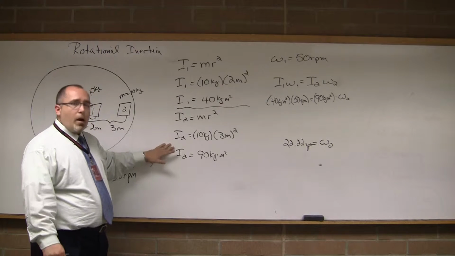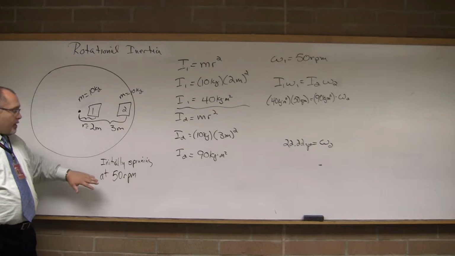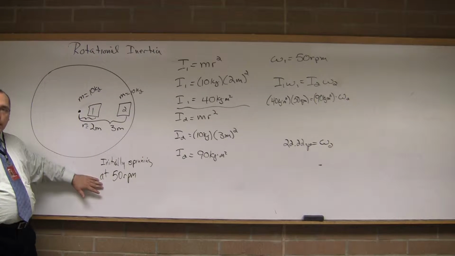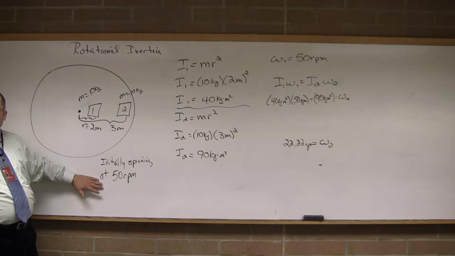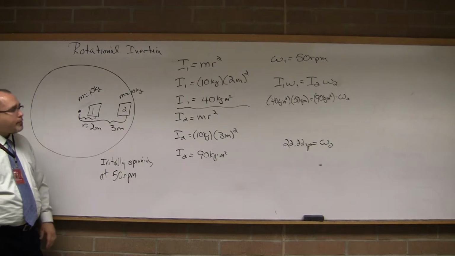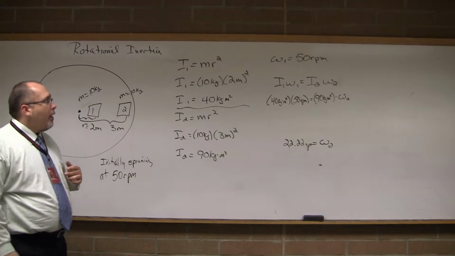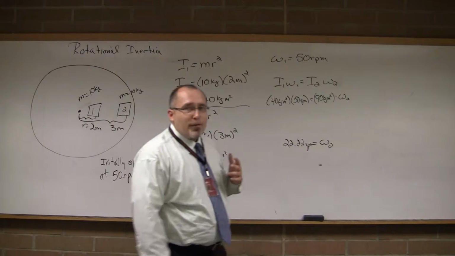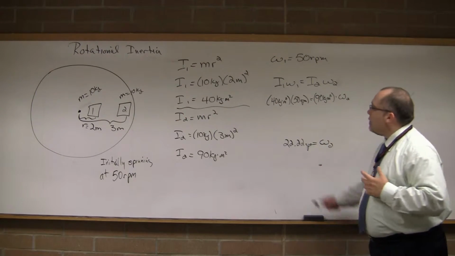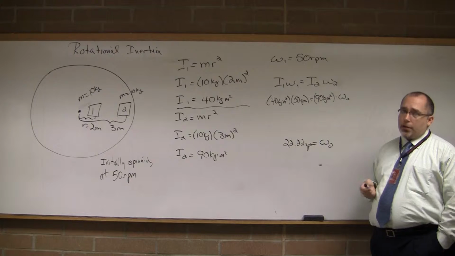So with these two things in mind, and if I gave you another piece of information saying that the merry-go-round is initially spinning at 50 RPM, that's 50 revolutions per minute. It's a little less than 1 per second. So it's also spinning pretty fast. This kid will be puking in no time. So we're going to go to what's called the conservation of angular momentum. That is your I1 omega 1 equals I2 omega 2.